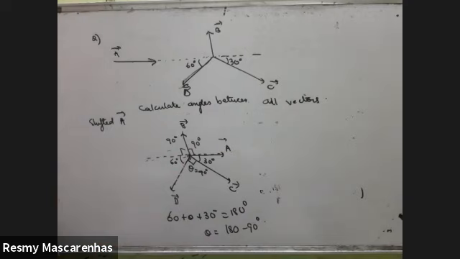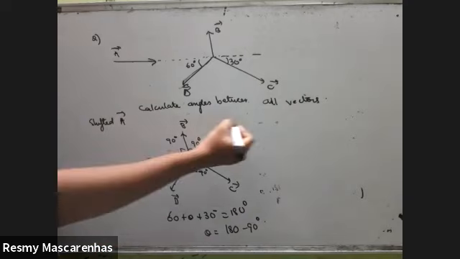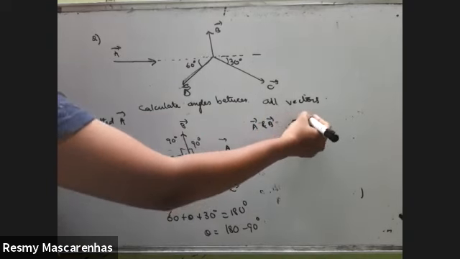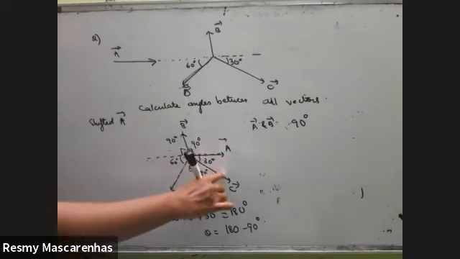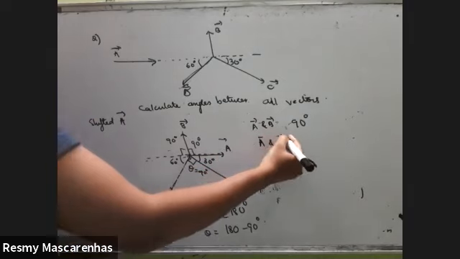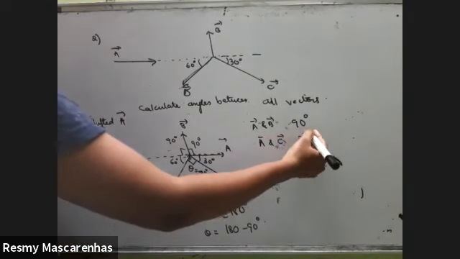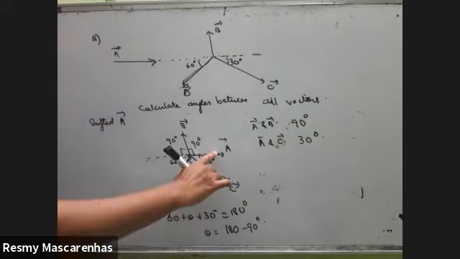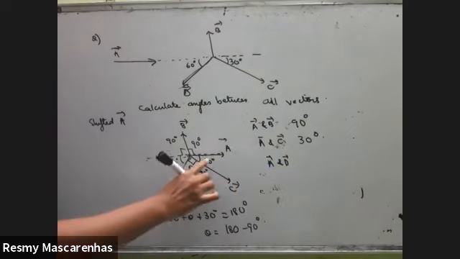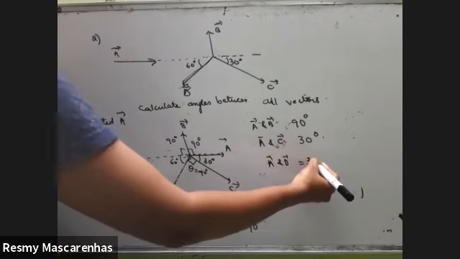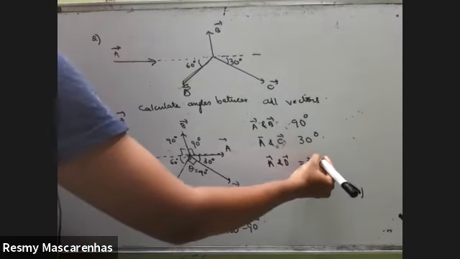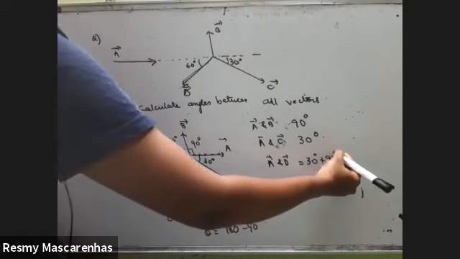Now, any angle, any vectors you can tell now. So, between A bar and B bar, it is what? It is 90 degree. Then A bar and C bar, it is 30 degree. Now, between A bar and D bar, so that will be total 30 plus 90.